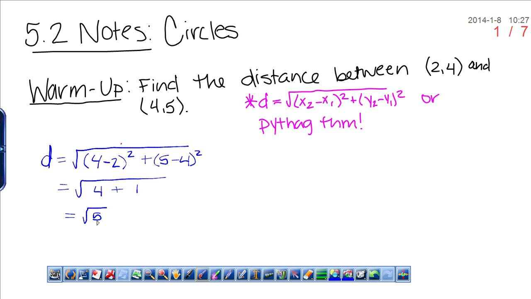Okay, let's think about it using Pythagorean theorem. So for Pythagorean theorem, you would basically plot your 2 points. Okay, so you'd have your point at 2, 4, and you'd have your point at 4, 5. And what you do is you kind of visualize creating a right triangle. So you connect your 2 points that you're finding the distance between, and then you kind of extend out horizontally and vertically to create your right triangle.